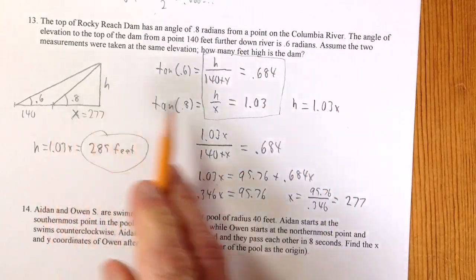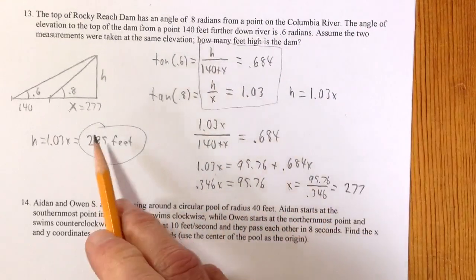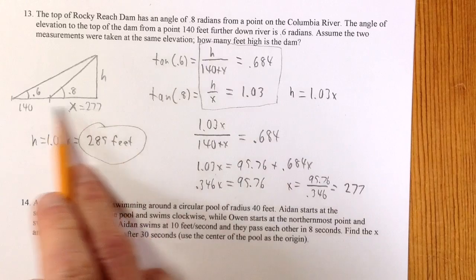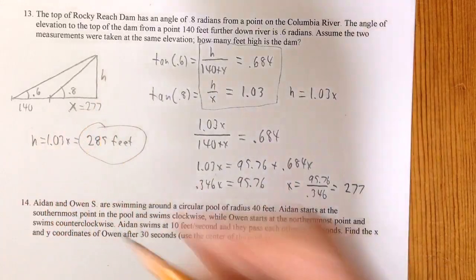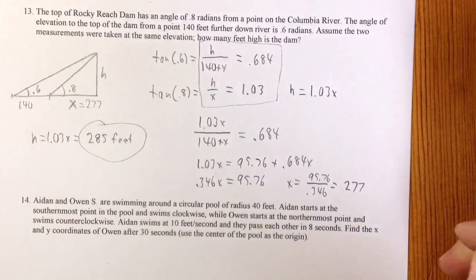Okay, so that's just using tangent, two equations, two unknowns, being careful with your algebra. And it should make sense, right? If this is 277, 140, 285, sure, that's a reasonable answer. If you get like 2 feet or something, it's like, okay, something's wrong.